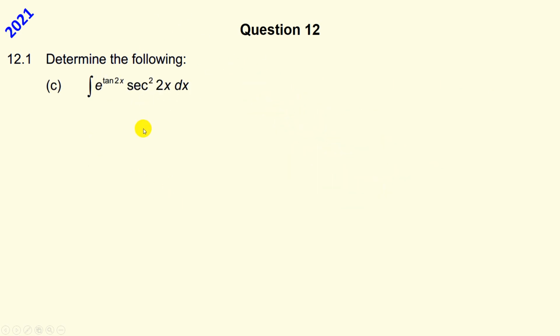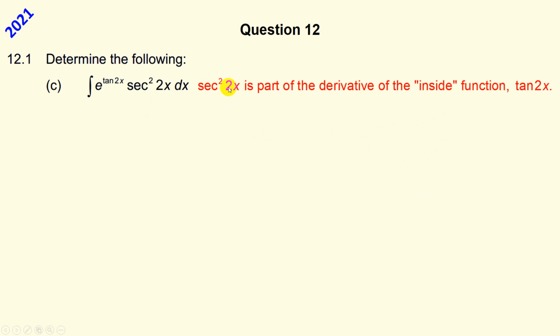This one here, we can see a substitution because sine squared 2x there is part of the derivative of the inside function tan 2x. E to the tan 2x. This is a chain rule, outside function e to the something, inside function tan 2x. And sec squared is the derivative of tan. So it's likely to be substitution, so I'm going to let u equal tan 2x, which means I can then write e to the u later on.